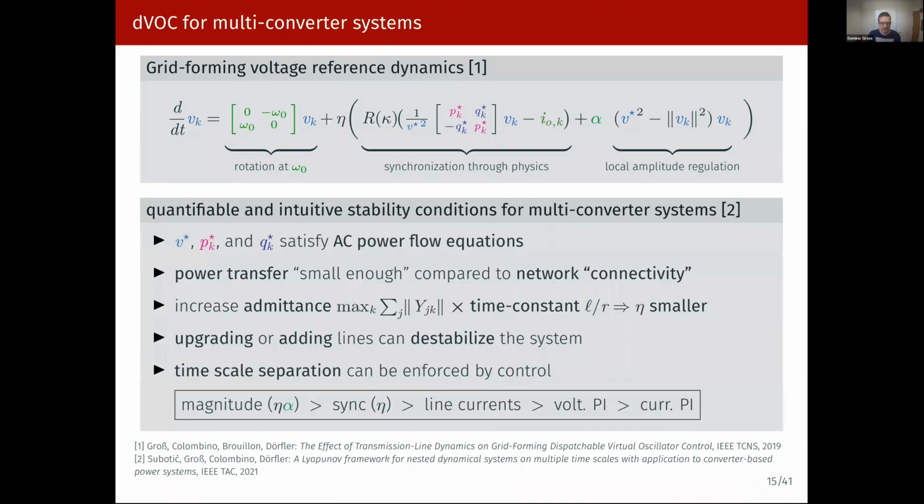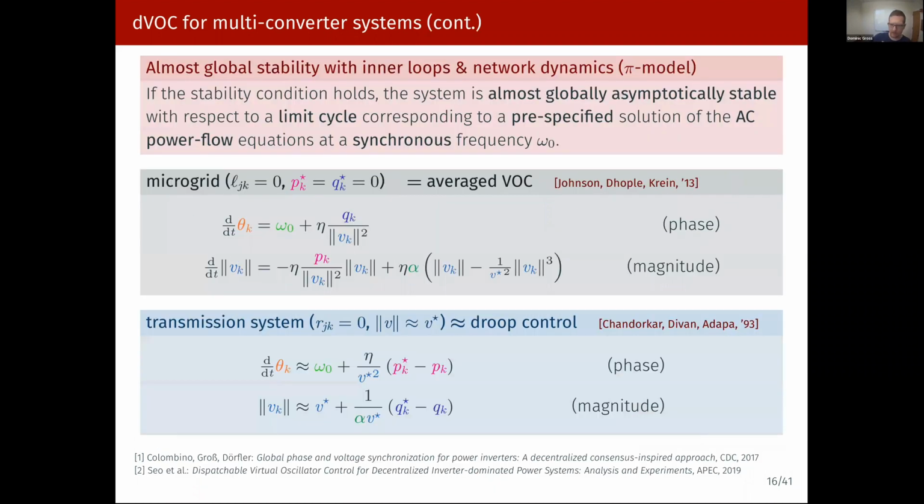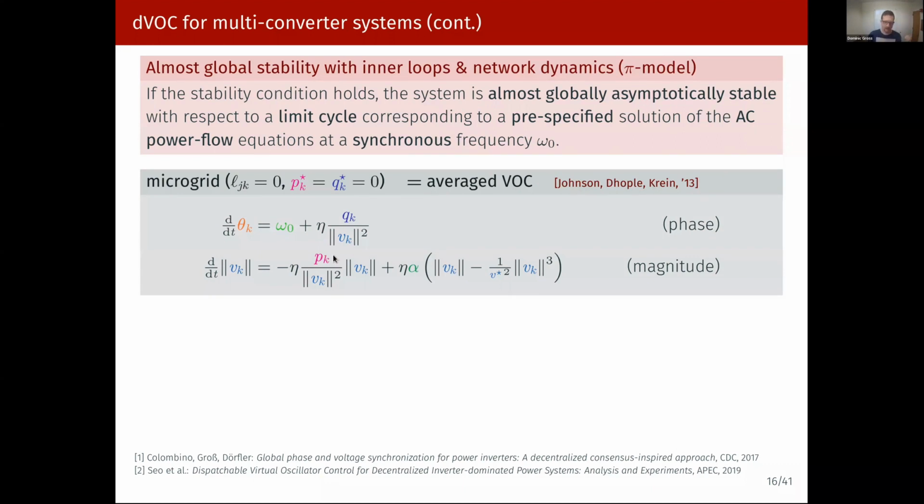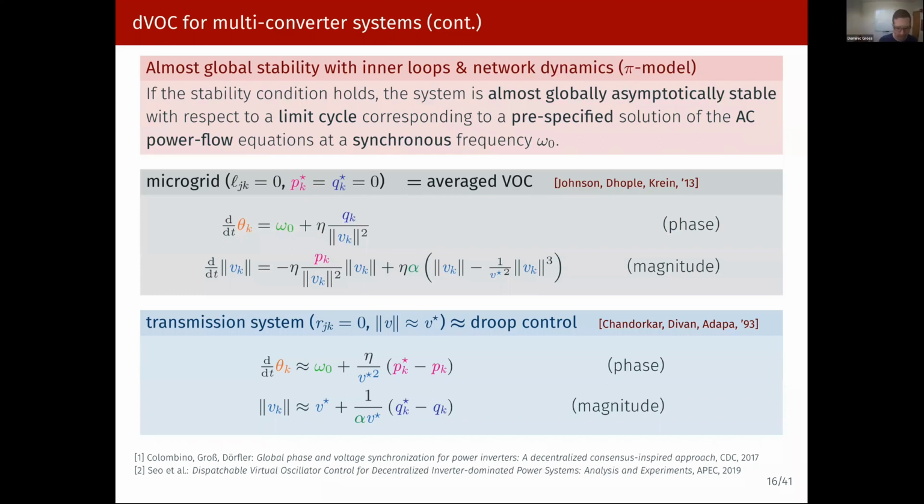Then one interesting point is that in this control law, you will see this parameter kappa that models the L/R ratio of the system. Depending on how you select this, you can actually recover the standard virtual oscillator control. This happens when you assume that it's a microgrid, that it's resistive, and you just drop the power set points to 0, then you get back the standard virtual oscillator control that I was mentioning before. You cannot give it power set points.